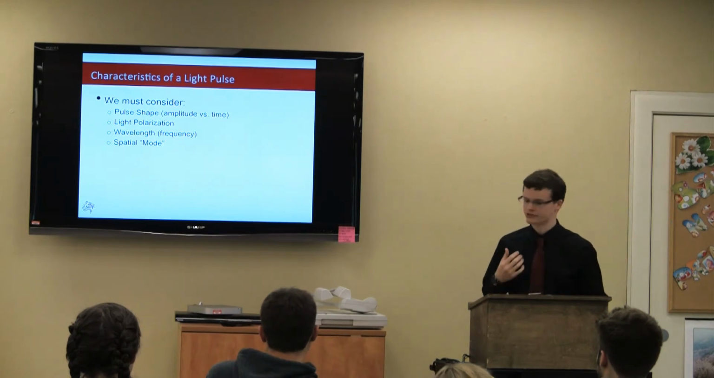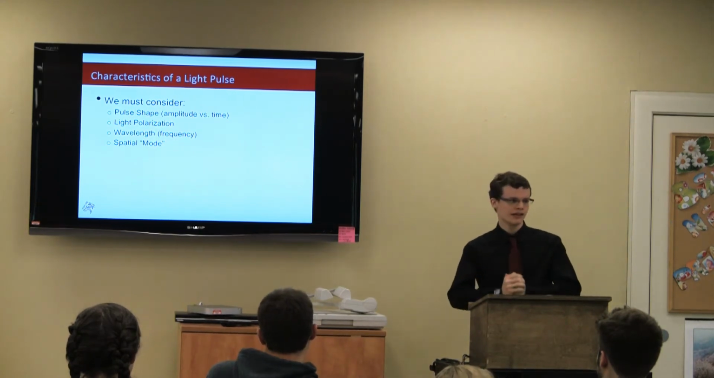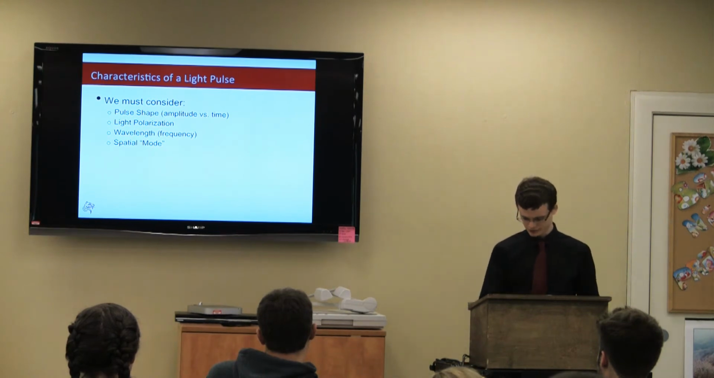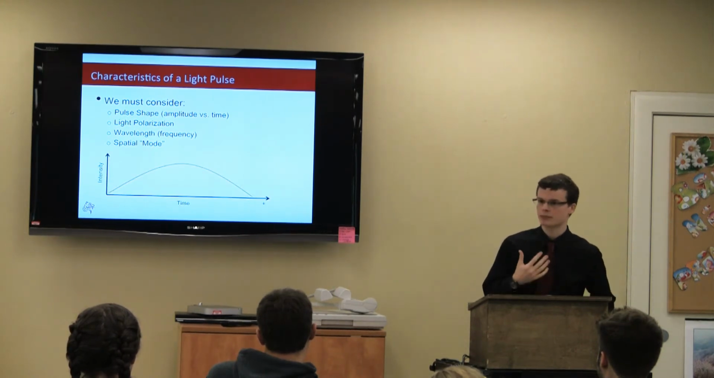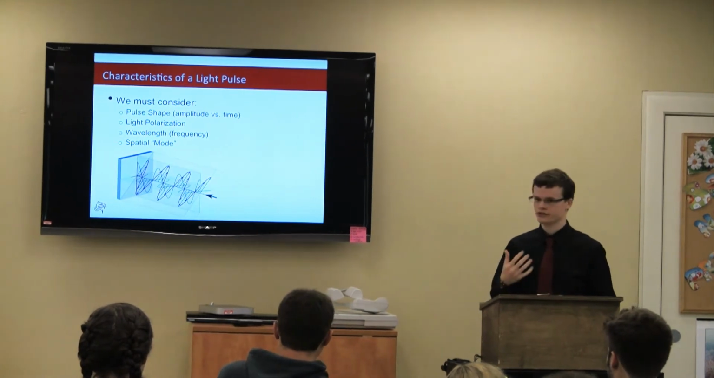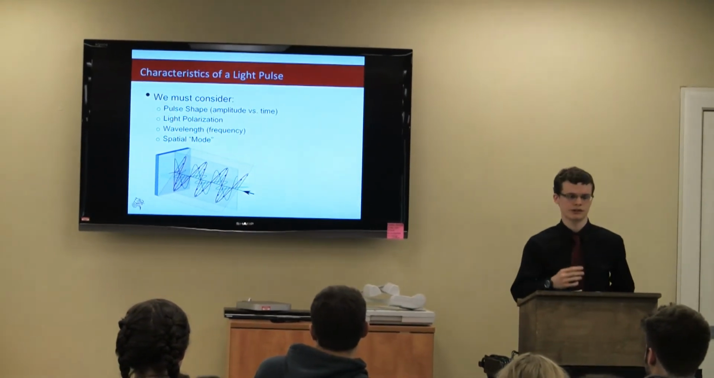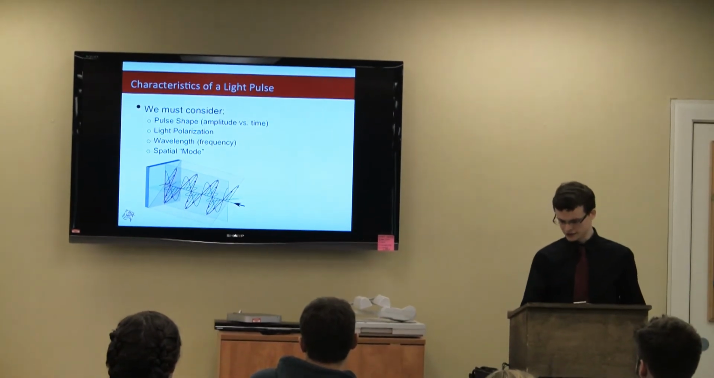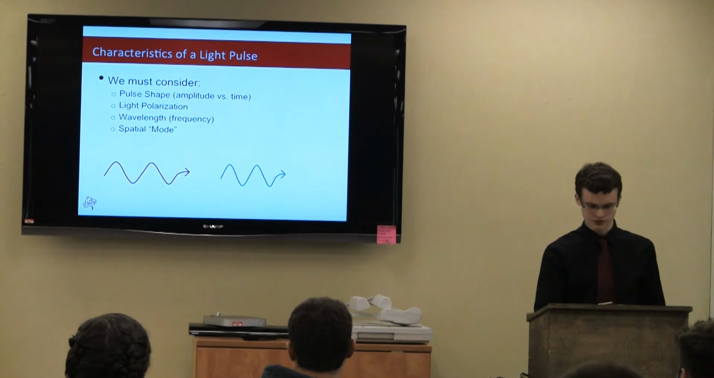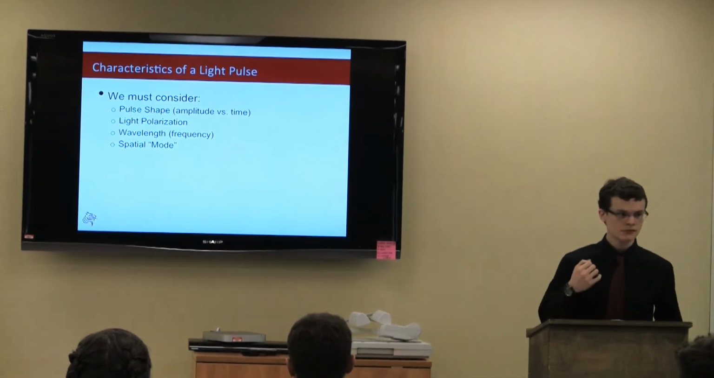There are a number of things that we must consider when we're characterizing the output of our optical memory cell. First, there's the pulse shape, or the amplitude of the light versus time. There's also the light polarization, or the orientation of the electric field of the light, and the wavelength or frequency of the light. Finally, there is the spatial mode of the light.